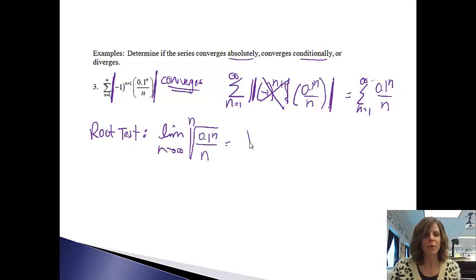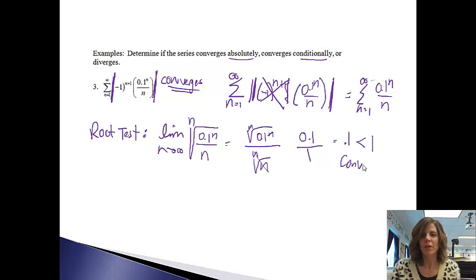And I'm going to separate this into two parts, so I'm going to have the nth root of 0.1 to the n, and then the nth root of n. All right, so in the numerator, the n power and the nth root will cancel each other out, so we're just left with 0.1. And down in the bottom, that's a limit that arises frequently. Hopefully we know that that limit is equal to 1. So if I figure that out, that's equal to 0.1. And using my root test rules, I know that this value is less than 1. And since that value is less than 1, I know that this converges.